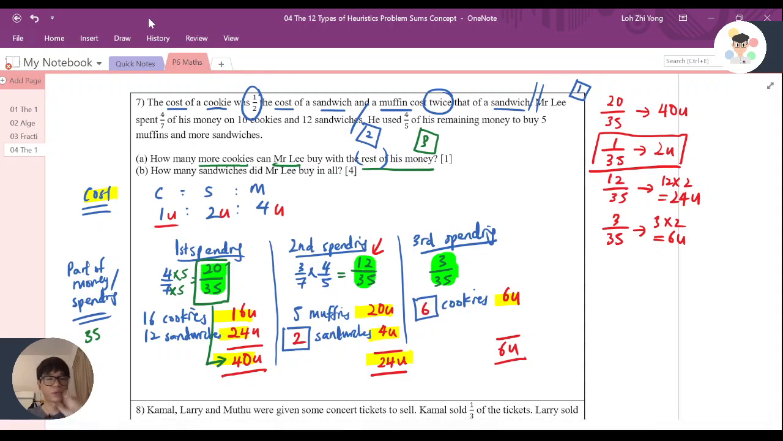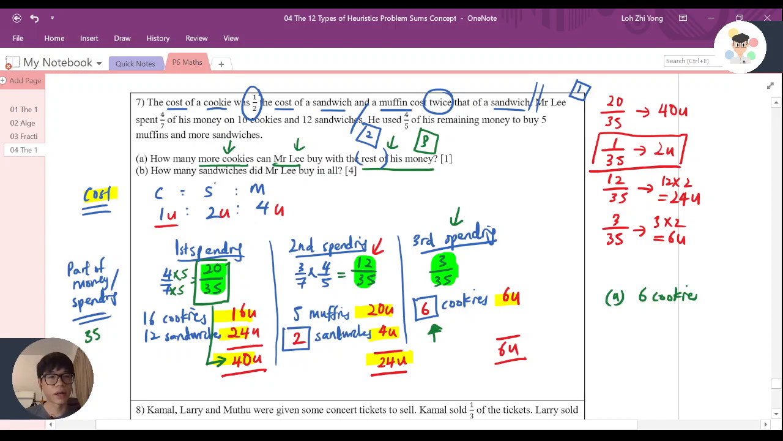Now, once we are done with this one, let's look at the question again. Here it asks, how many more cookies can Mr. Lee buy with the rest of his money, which is the third spending? The answer is A, 6 cookies. This is what we found here in the third spending.